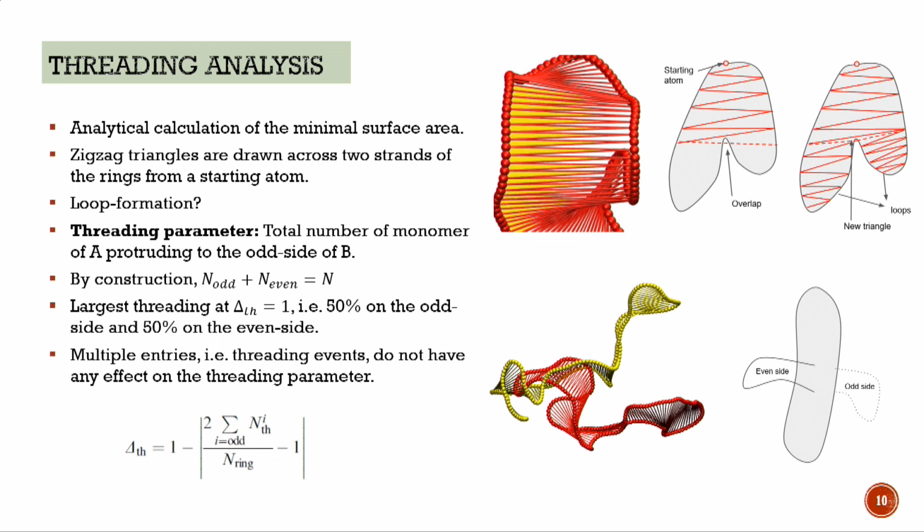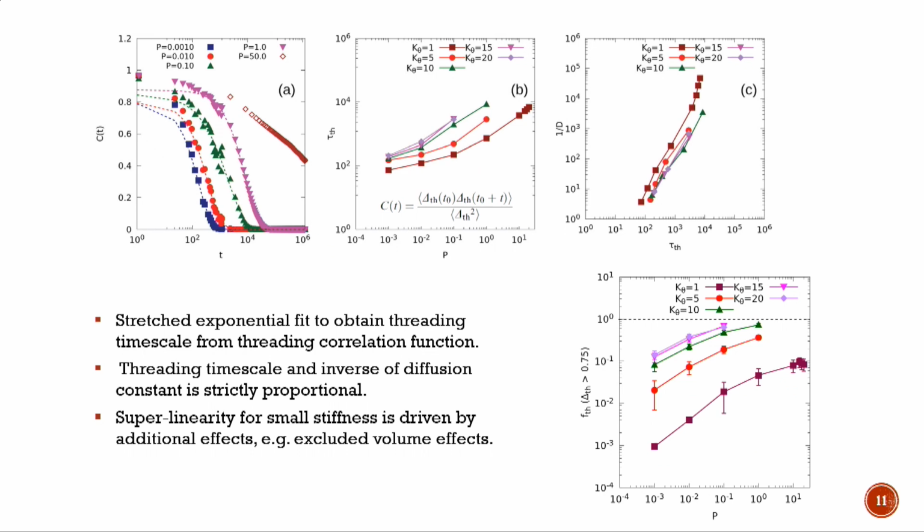And we devised a threading parameter which does just that. It counts how many of these monomers are on the even side or on the odd side. By doing so, we were able to calculate the amount of threading in the system. And we calculated how many of these polymers are highly threaded, with a threading parameter greater than 0.75 or so, meaning 75% of the rings have penetrated into another ring. What we observe is that as our stiffness increases, the amount of threading goes up, which means the stiffer the system is, the more penetration happens, and they are much more stable.